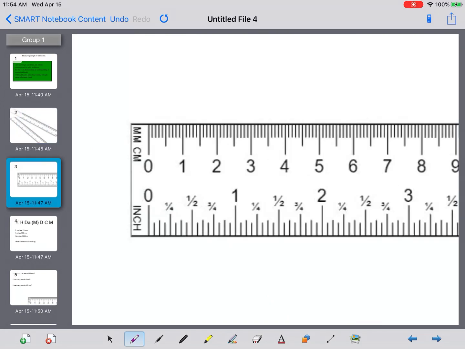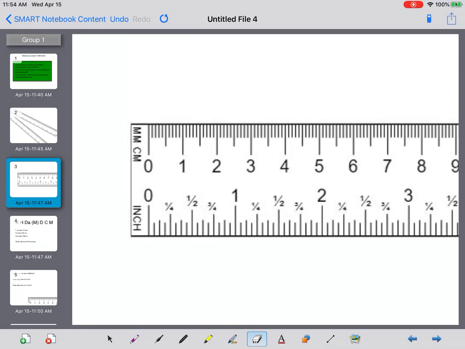Okay, most rulers will have inches and centimeters and millimeters on opposite sides. In Canada, we tend to use millimeters and centimeters more than we use inches, because we use the metric system. Although we do use inches for a lot of things, such as height, for example. So I am 5 feet 4 inches.